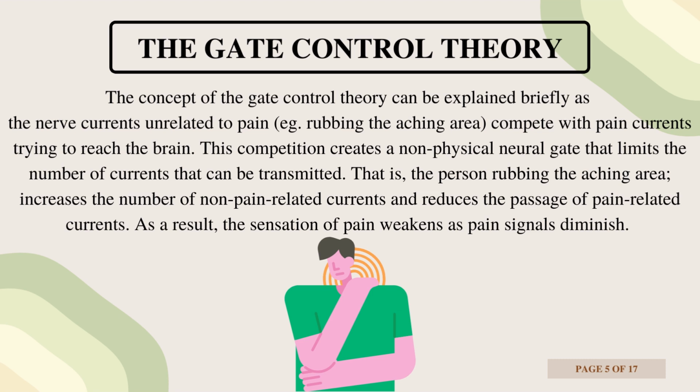To give an example for clarity, nerve currents unrelated to pain compete with pain currents trying to reach the brain. This competition creates an abstract neural gate that limits the number of currents that can be transmitted. That is, the person rubbing the aching area increases the number of non pain related currents and reduces the passage of pain related currents, and as a result, the sensation of pain is reduced.